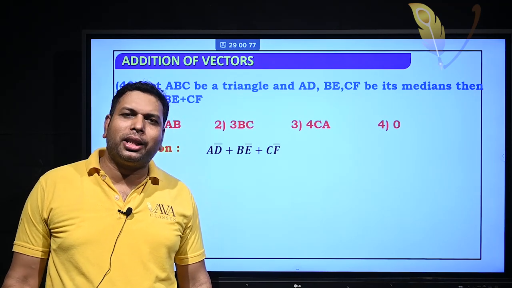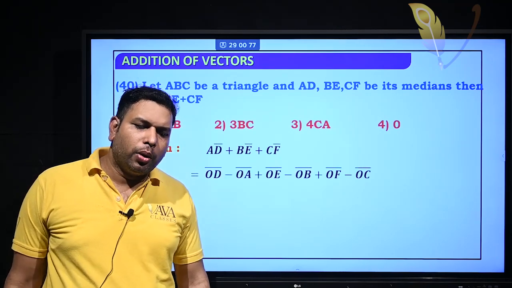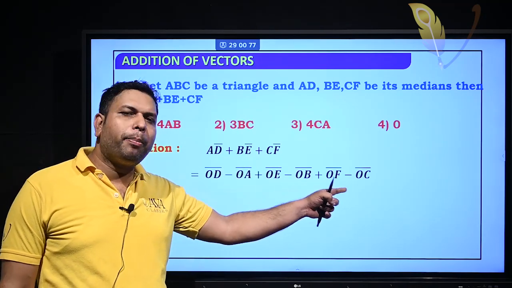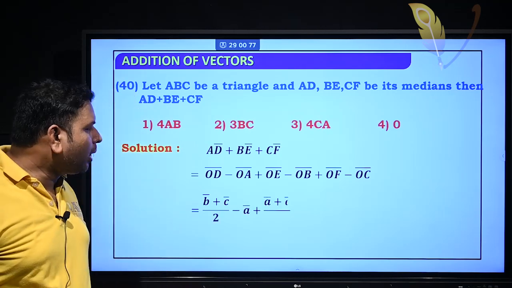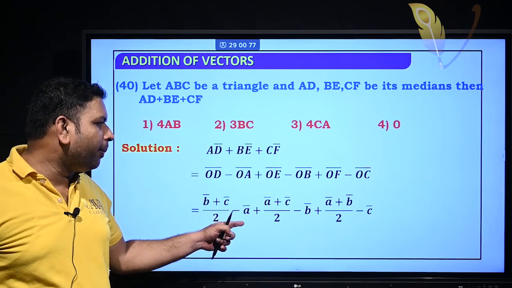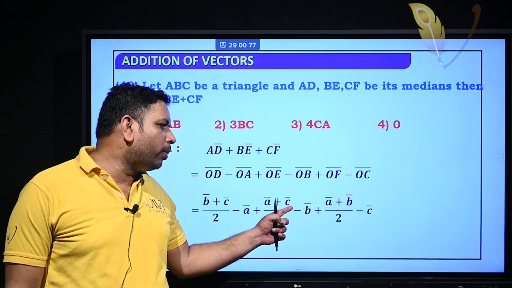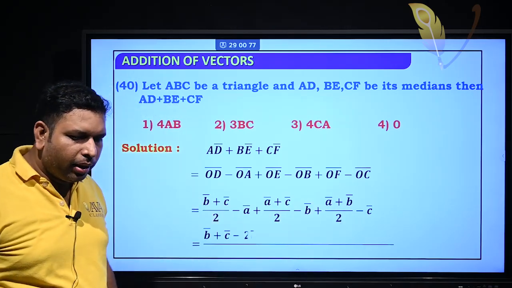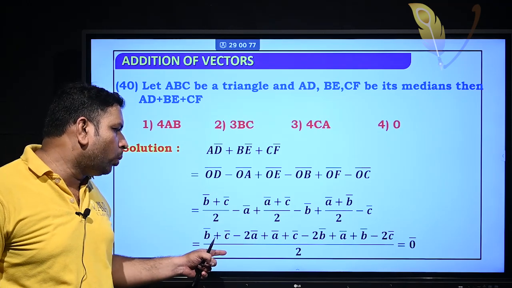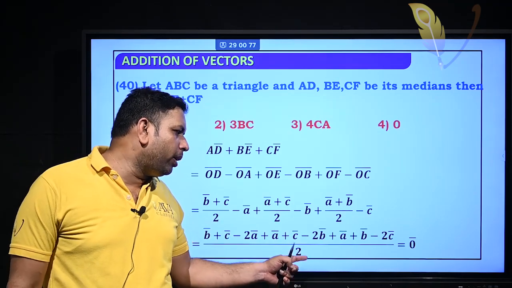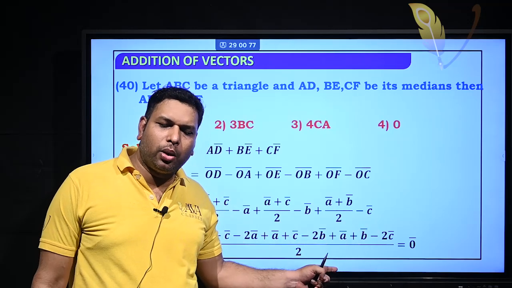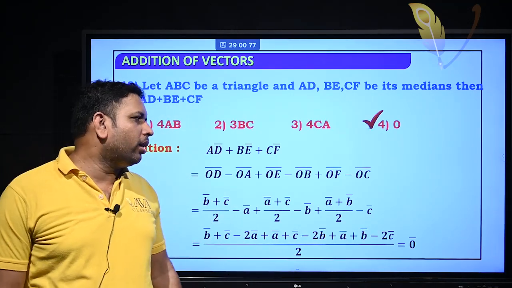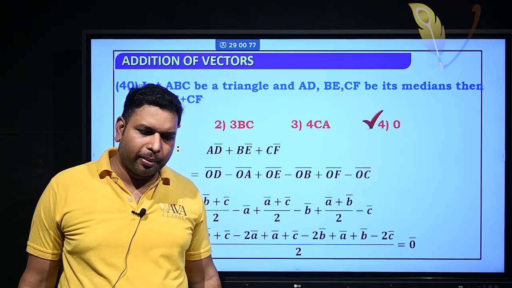AD plus BE plus CF equals OD minus OA plus OE minus OB plus OF minus OC. That equals (B plus C) by 2 minus A plus (A plus C) by 2 minus B plus (A plus B) by 2 minus C, which is equal to (B plus C minus 2A plus A plus C minus 2B plus A plus B minus 2C) by 2, which by simplification is 0. So the fourth option is the right option, students.